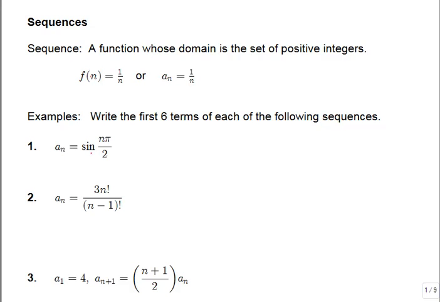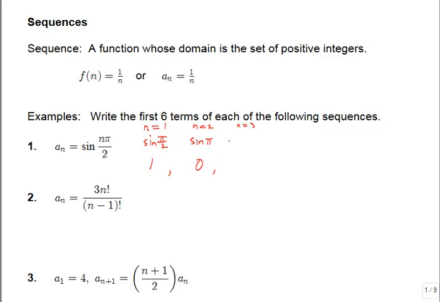So here's my nth term formula, sine of n pi over 2. First thing I want to do is figure out what happens when n is 1. If I plug in 1, I'm going to get sine of 1 pi over 2, or just sine of pi over 2, and we know that that equals 1. If n is 2, we're going to get 2 pi over 2, which is just pi. So this is sine of pi, and sine of pi is 0.